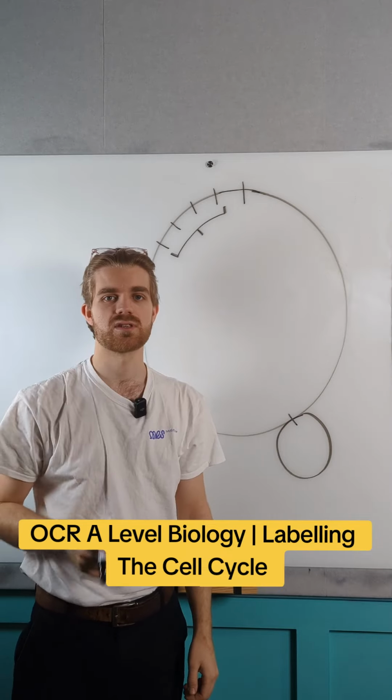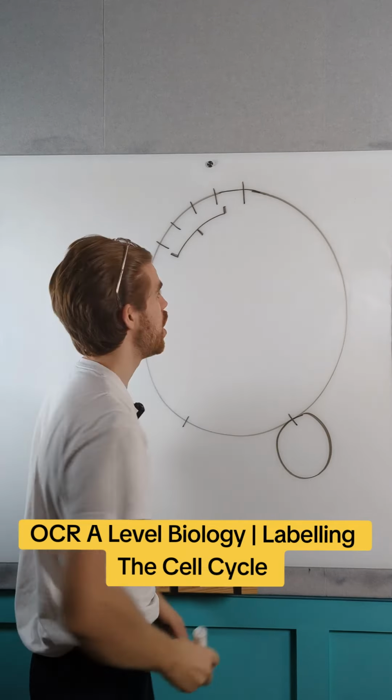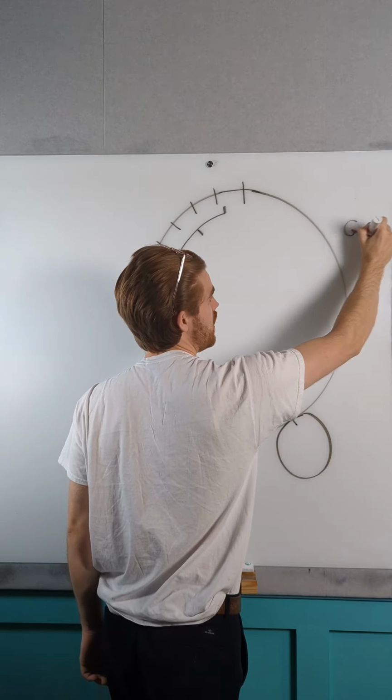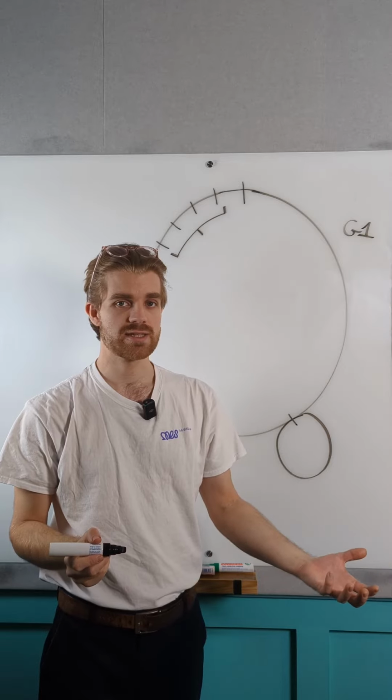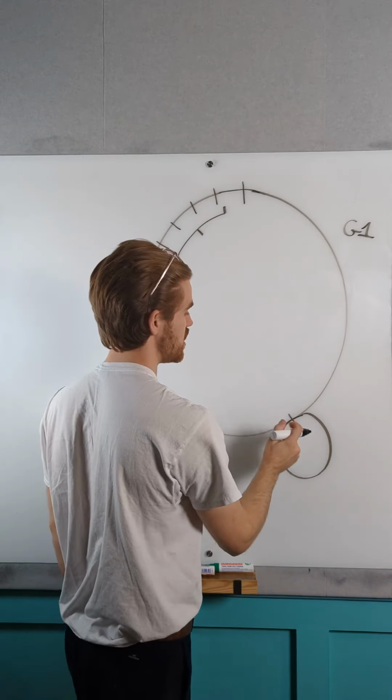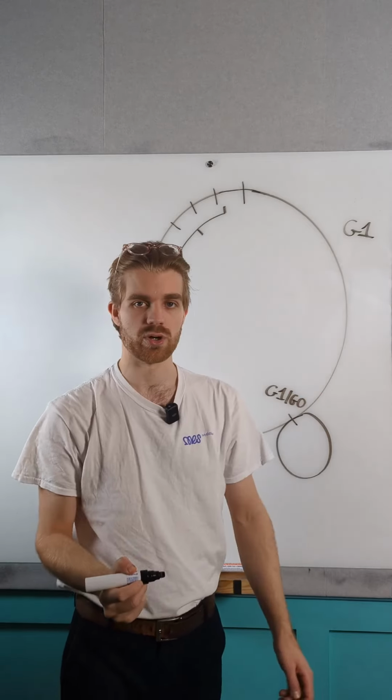Let's label the cell cycle together. How many different parts of the cell cycle do you know? We start off with our G1 phase, our first growth phase. That G1 phase then progresses and reaches our G1, G0 checkpoint.